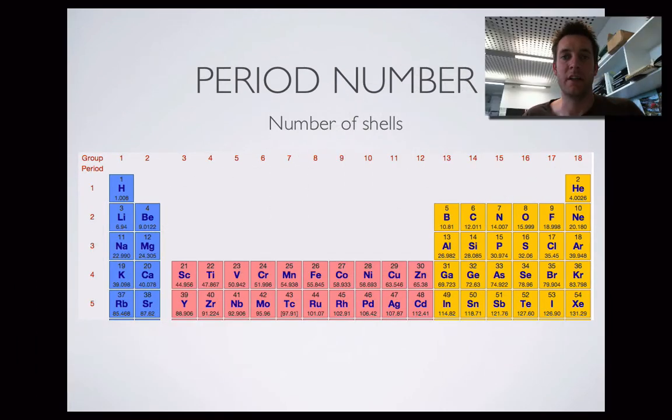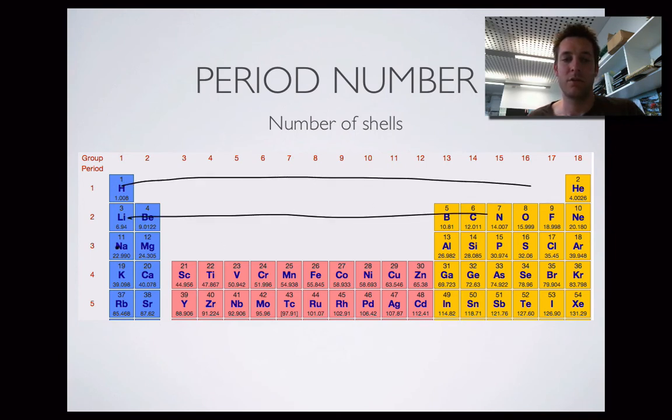What does the period that an atom is in tell us? Well, first of all, what is a period? A period is a row in the periodic table. So here's the first row from hydrogen to helium. Here's the second row, and so on and so forth.